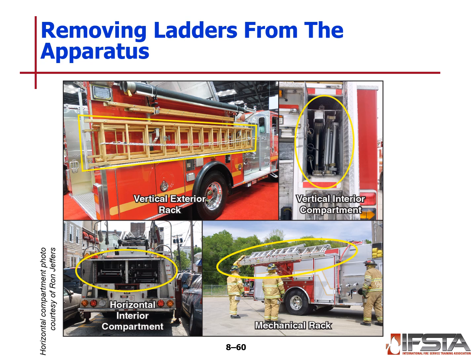Next is removing ladders from the apparatus. Right here is the side mount that we talked about that you typically see. You can have the vertical or the horizontal interior compartment, which is nice, and then some folks have these nice hydraulic mechanical type ladder lifts. It keeps the ladders up and away from the compartment doors and takes up less space, but it has a mechanical function that brings it down within the firefighter's reach.